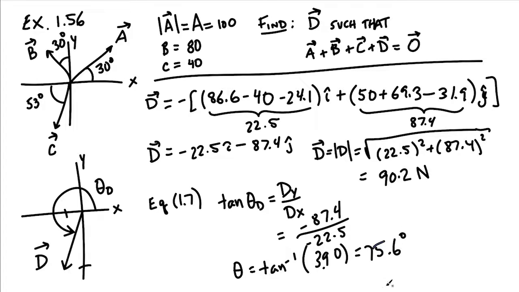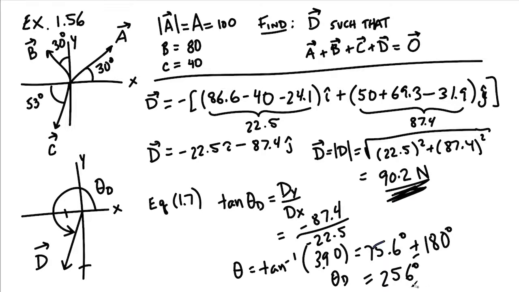you get 75.6 degrees. But we have to remember, especially looking at this image here, that 75.6 degrees would be in the first quadrant, so with the tangent we have to add or subtract 180 degrees. And so if we add 180 degrees to 75.6, that puts us into the third quadrant. So our value for theta sub d is going to be 75.6 plus 180, which is 255.6, or rounding to 3 sig figs, 256 degrees.